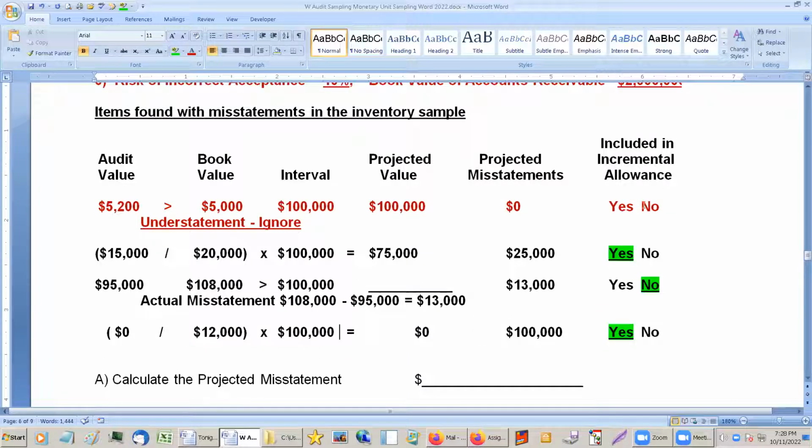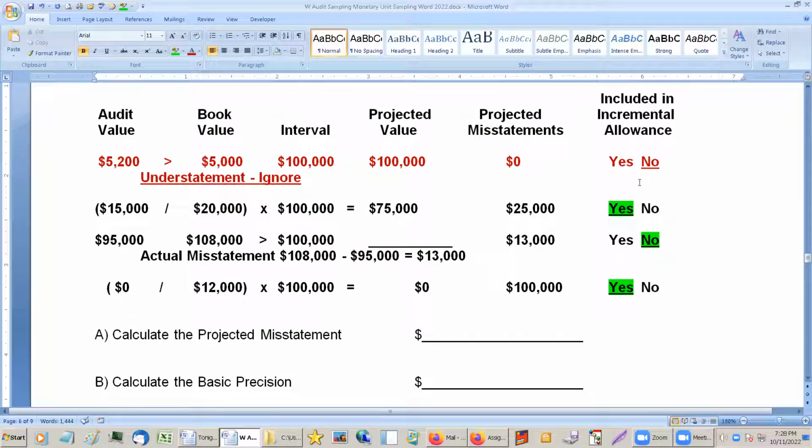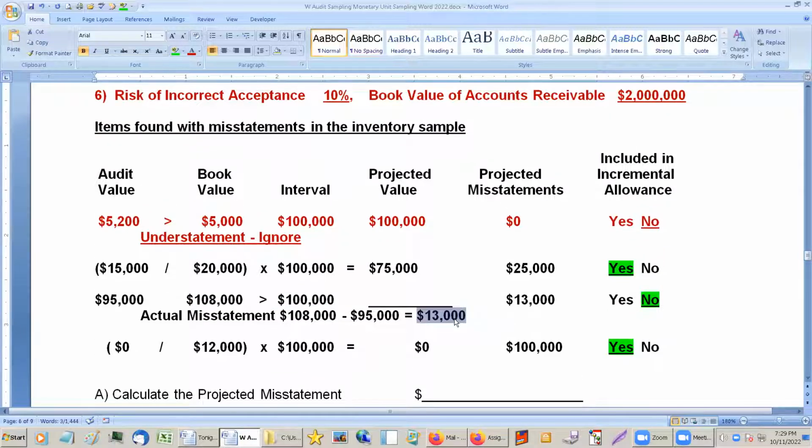Okay, so to recap here. The first one, it's not a misstatement at all, so it doesn't really matter, but is it including the incremental allowance? No, it's not a misstatement. The second one is, again, kind of well behaved. Its book value is less than the interval. It's an overstatement. Next one, the third one, is an overstatement, but it's bigger than the interval. So nothing else in that interval could go wrong, and we simply take the actual amount. So this is the actual misstatement.